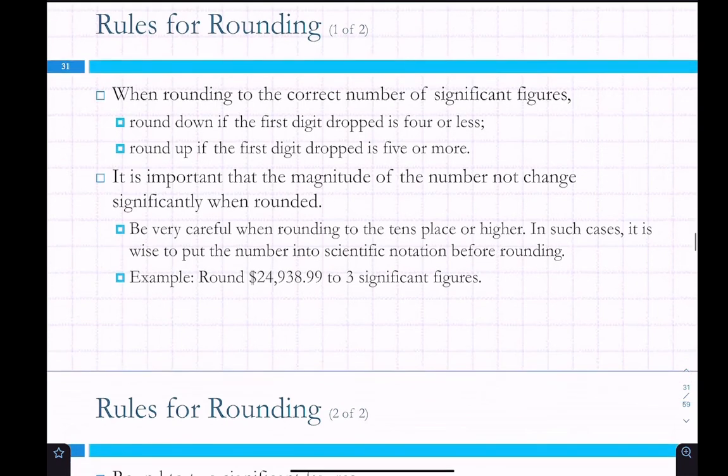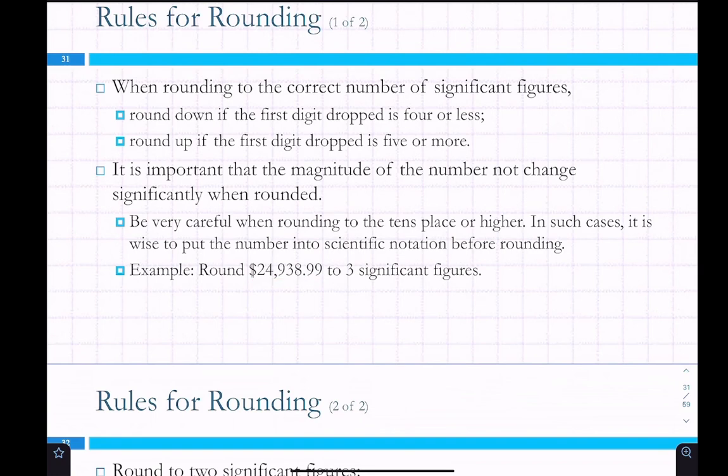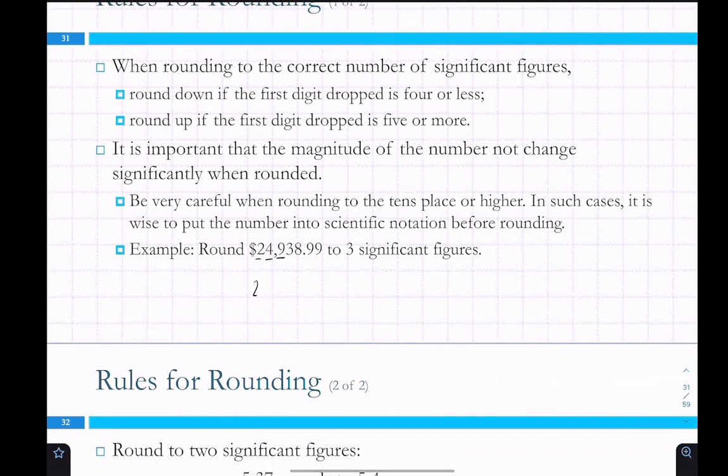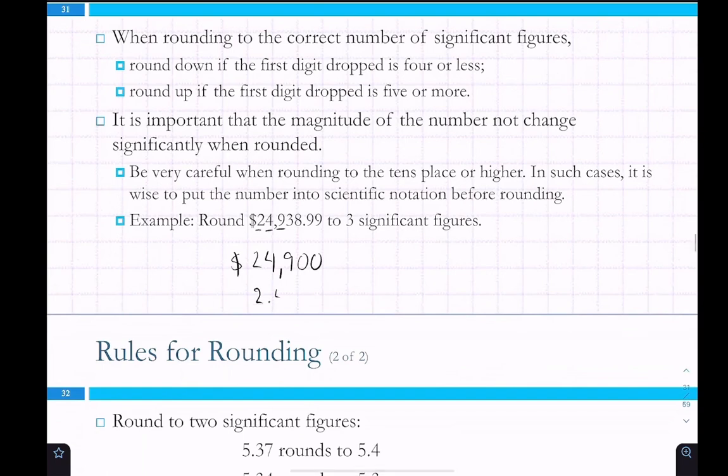So for example, if we were rounding this number, 24,938.99, and we wanted just three sig figs, that would be 1, 2, 3. And so our rounded answer would be 24,900, well, I'll write the decimal place in. But that's not great, we have trailing zeros. So we want to move that into scientific notation, and you can do that either before you round or after you round. So this would be 2.49 times 10 to the 4.